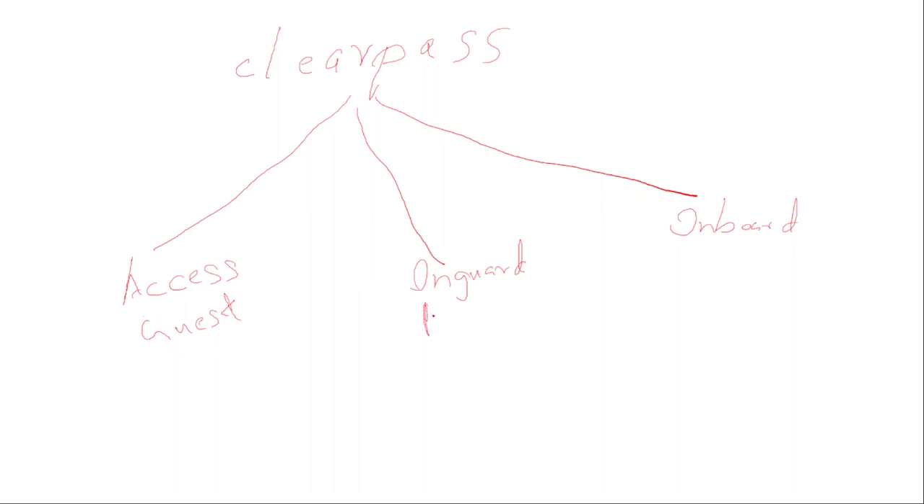OnGuard is for the posture checks. This is optional. If you want to do posture checks before the client connects, you need the OnGuard license. This is applicable per device, one license per device. Onboard is to onboard personal devices with certificate-based authentication. It will provide a unique device certificate, and then it will onboard the device with that unique device certificate. This will work with EAP-TLS. Onboard is applicable per user. OnGuard is per device. Access is based on concurrent sessions. So this basically covers the licenses supported by the ClearPass product. We'll focus on the guest functionality.